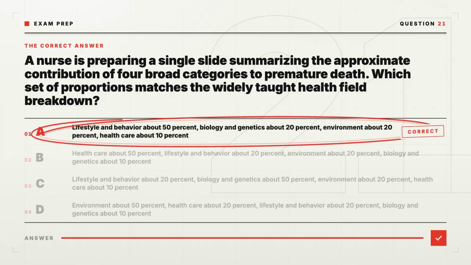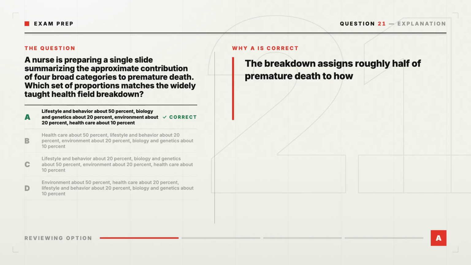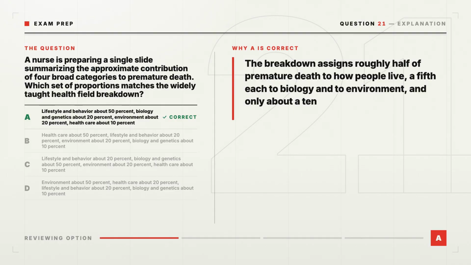The correct answer is A. Lifestyle and behavior about 50%, biology and genetics about 20%, environment about 20%, healthcare about 10%. A is correct because the breakdown assigns roughly half of premature death to how people live, a fifth each to biology and to environment, and only about a tenth to medical services. Lifestyle carries the largest share because tobacco use, diet, inactivity, alcohol, and unsafe behavior together drive an enormous volume of early death. This distribution is the reason public health invests upstream rather than betting everything on treatment.